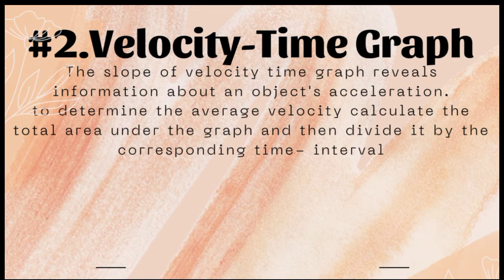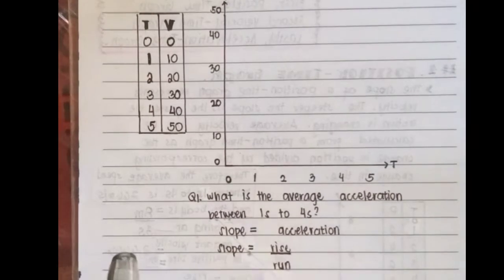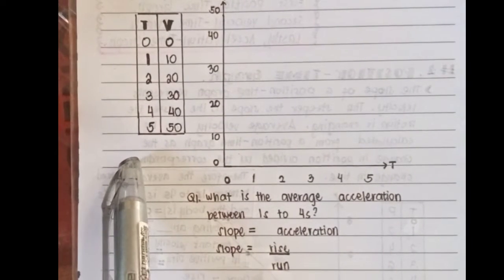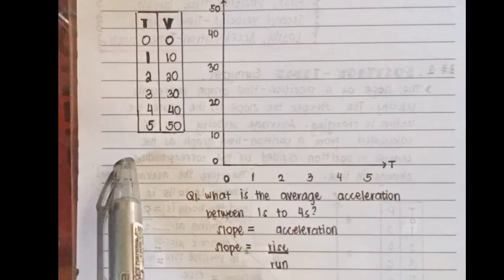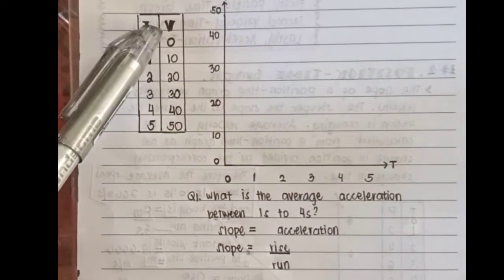Second, velocity time graph. The slope of a velocity time graph reveals information about an object's acceleration. To determine the average velocity, calculate the total area under the graph and then divide it by the corresponding time interval. The example. So, we are now moving to the second motion graph, which is the velocity time graph. Same as the first graph, we have a table of values. T stands for time and V stands for velocity.